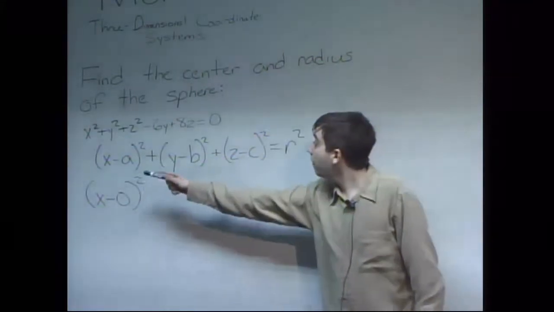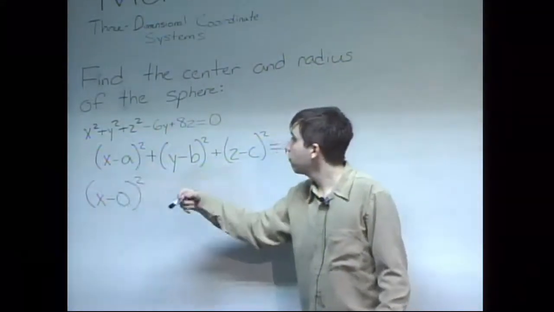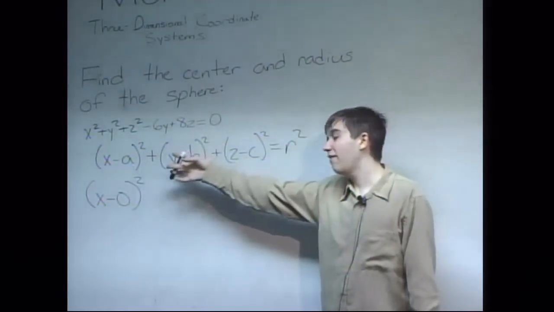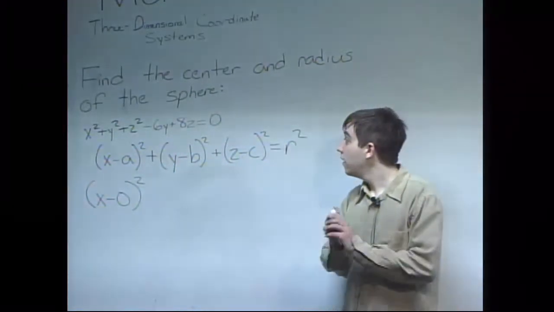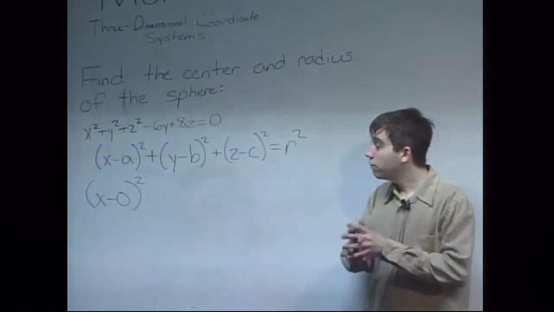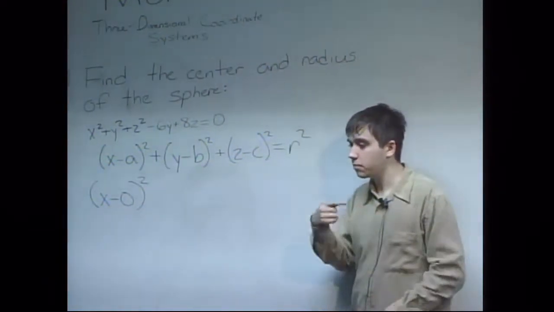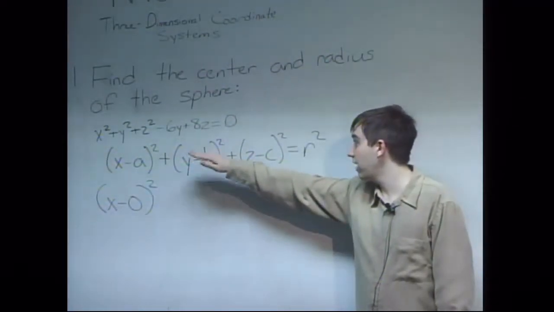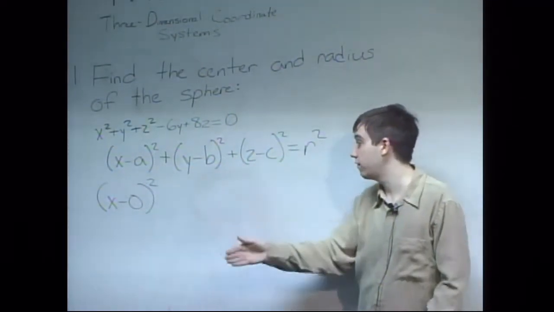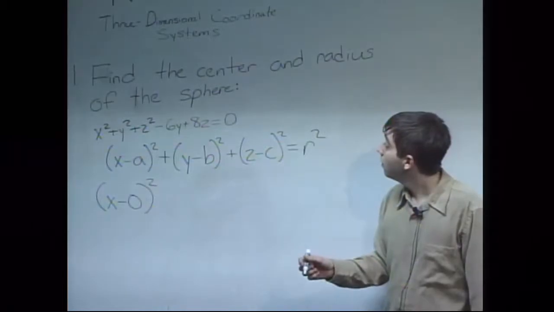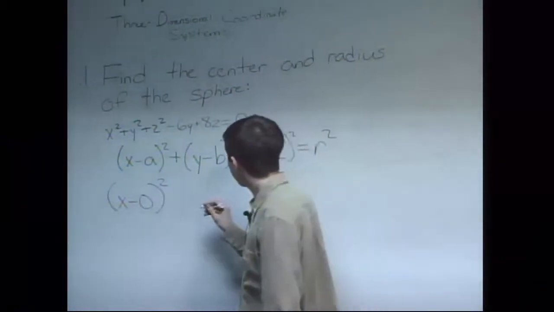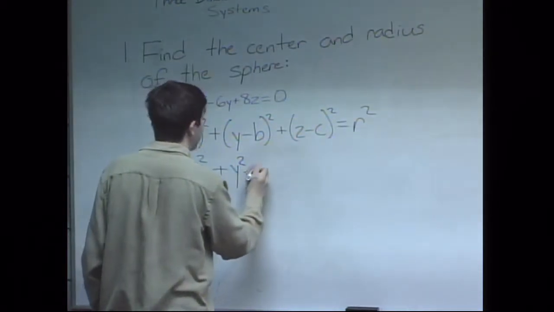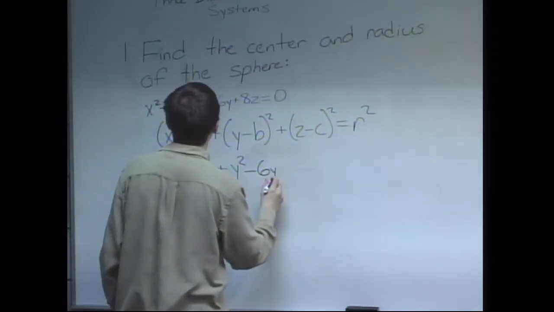Now notice we have the y term over here. We have a y squared term, which is what we need for this, but we also have this minus 6y. In order to translate that into something like this, we're going to have to use the completing the square method. So I'm just going to go ahead and group the terms really quick. Plus y squared minus 6y.